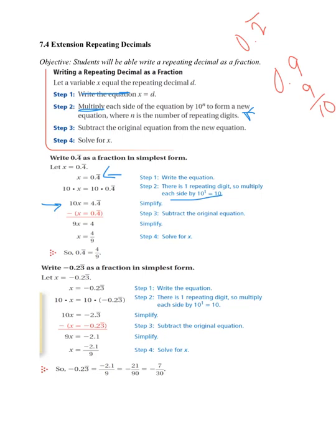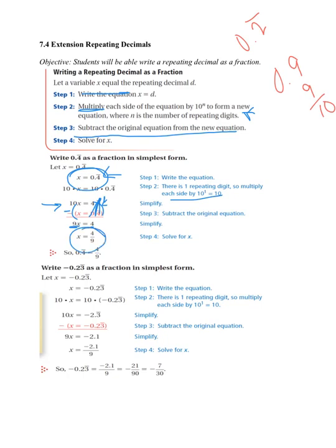Step 3, subtract the original equation from your new equation. So literally take this original equation, minus x equals 0.4 repeating, and subtract it, then solve for x. When you have 4.4 repeating and 0.4 repeating, the 0.4s cancel each other out, so you're left with just 4. Then 10x minus x gives you 9x. Divide both sides by 9 and you will get x equals 4/9.